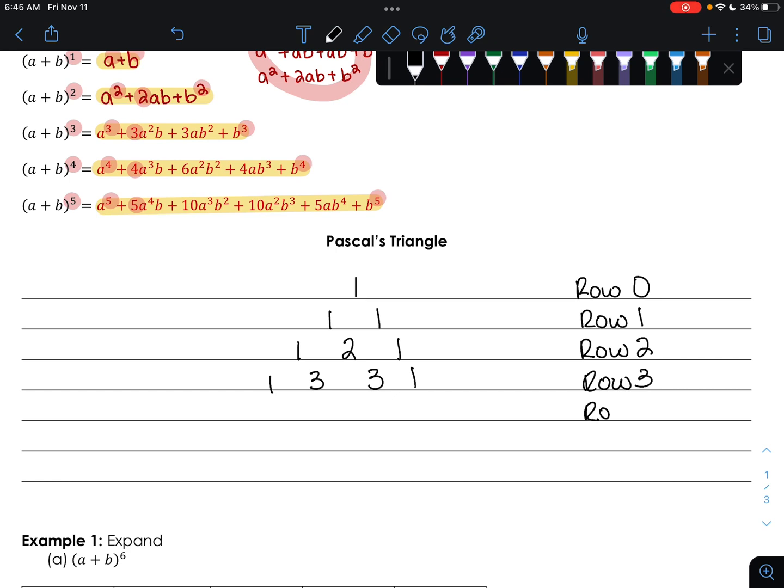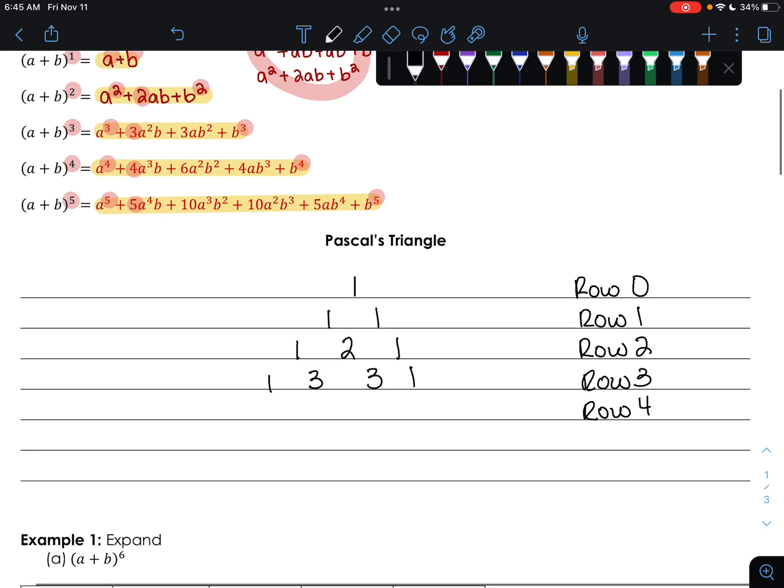Row 4. I have 1. 1 and 3 is 4. 3 and 3 is 6. 3 and 1 is 4, and it ends with a 1. So pause the video, see if you can do row 5 and row 6.